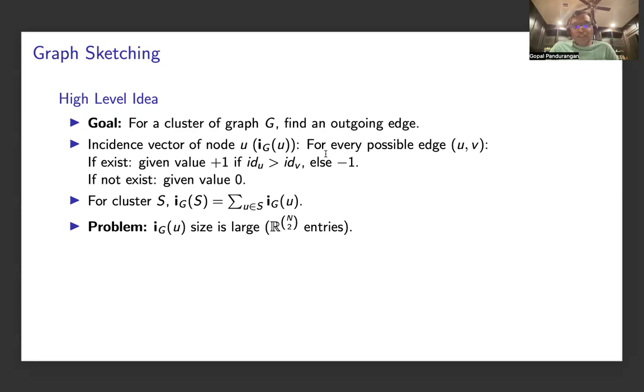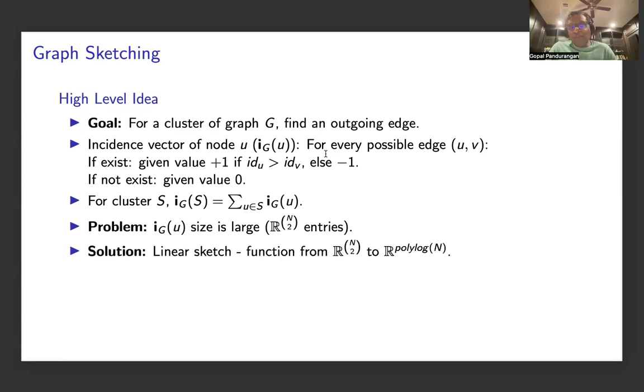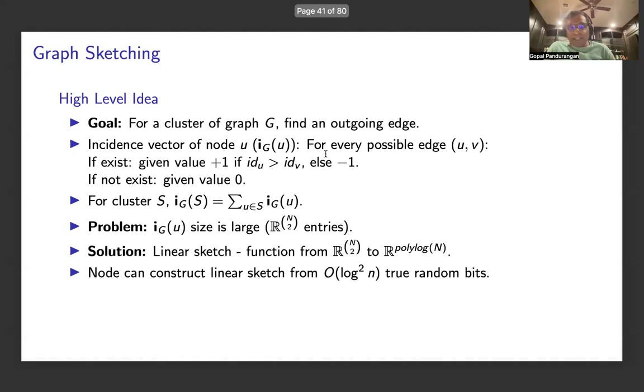But the point is, this incidence vector is large. It has n choose 2 entries, because there's an entry for every possible edge. So the classic, now well-known solution is to use a sketch function to compress this incidence vector from n choose 2 bits to basically log n bits. I won't go into this, but it is now well known that you can construct linear sketches using essentially log squared n random bits.